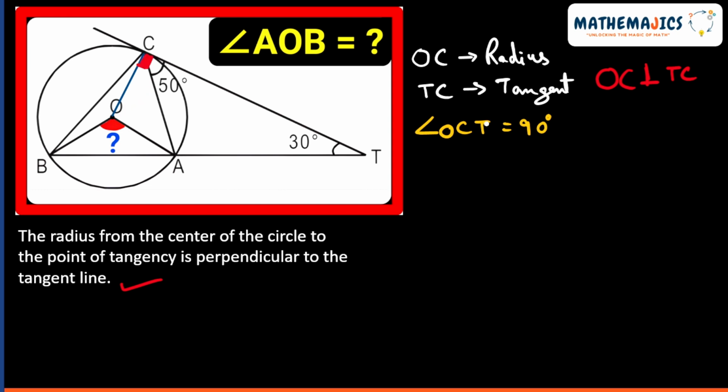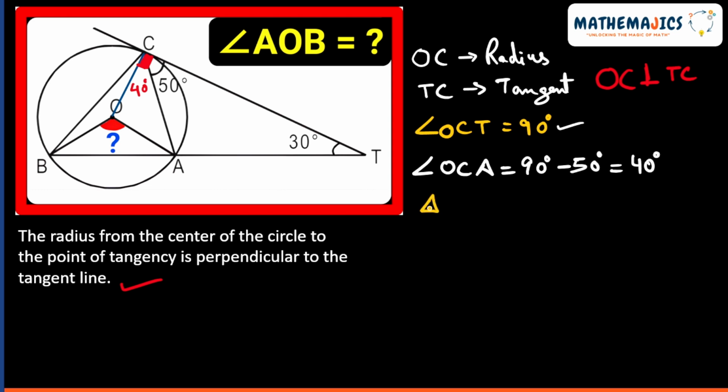Correct? If angle OCT is 90 degree, what will be angle OCA? This will be 90 degree minus 50 degree. Correct? This will become 40 degree. So let's mark this angle in the figure. This angle will be 40 degree.